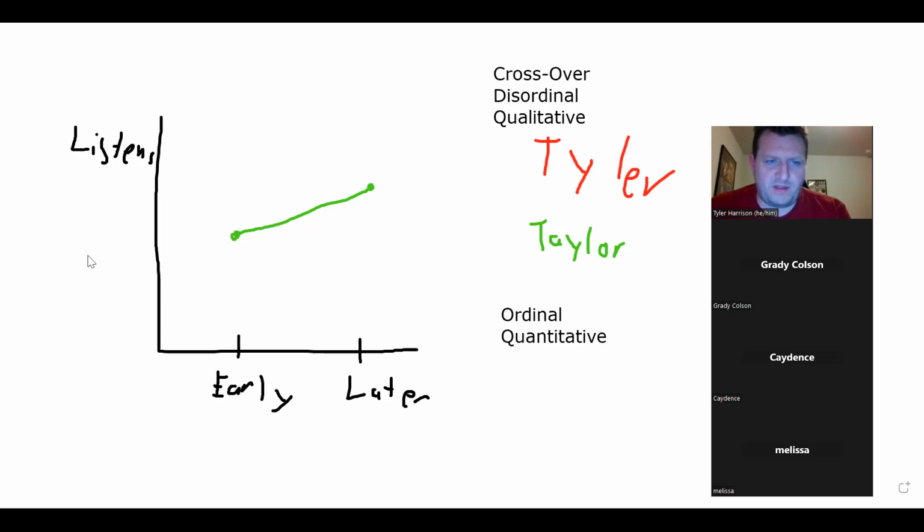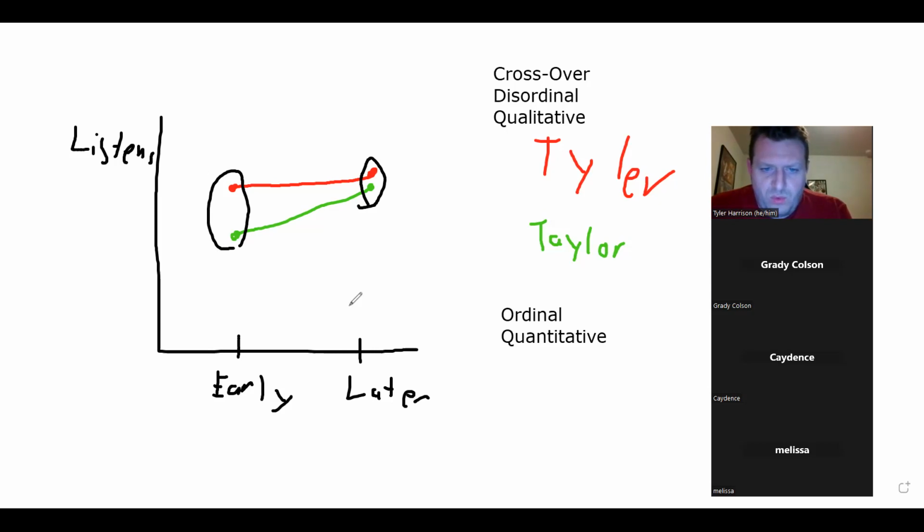Where's my colors? There's my colors. Is this an interaction? Yes. Yes, it is. It is an ordinal interaction. Tyler's still doing better at both periods of time, but that difference has changed going from early to later.